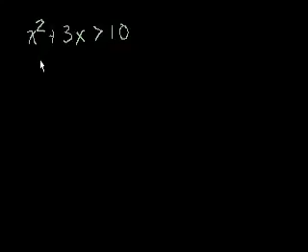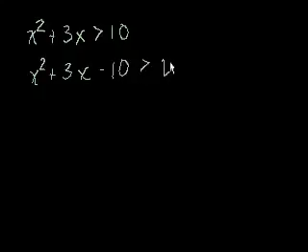So you want to get it into what I would call the standard form, where you have all of the terms on one side and a 0 on the other side, and then you can either factor it or use the quadratic formula. So let's do that. This is pretty easy. We just subtract 10 from both sides, and we get x squared plus 3x minus 10 is greater than 0.